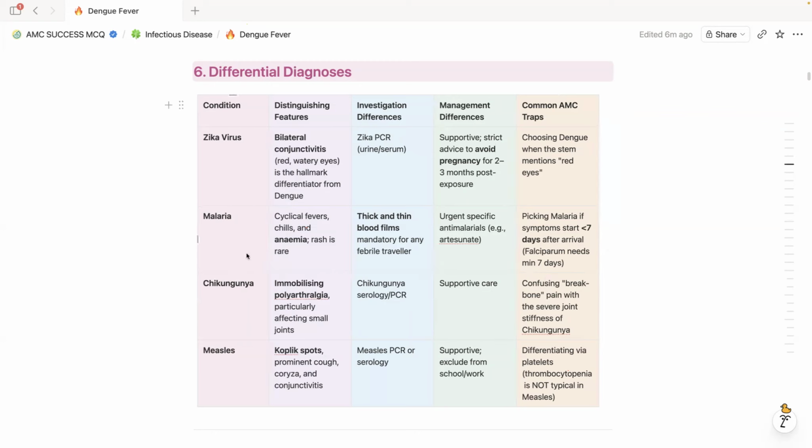And also chikungunya. Chikungunya differentiation is immobilizing polyarthralgia, which particularly affects the small joints. The investigation for chikungunya is serology or PCR. And management is supportive care. The AMC trap is confusing breakbone back pain with the severe joint stiffness of chikungunya.